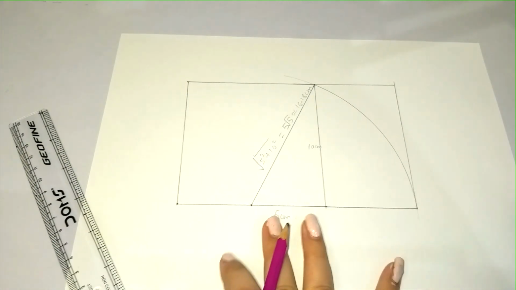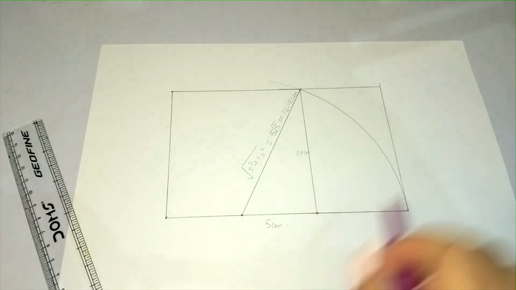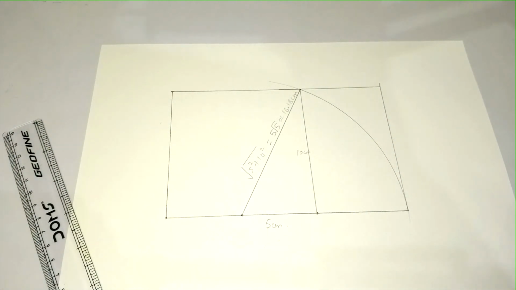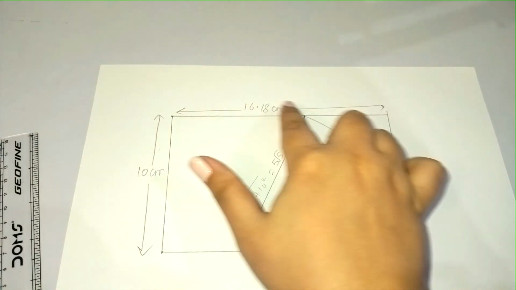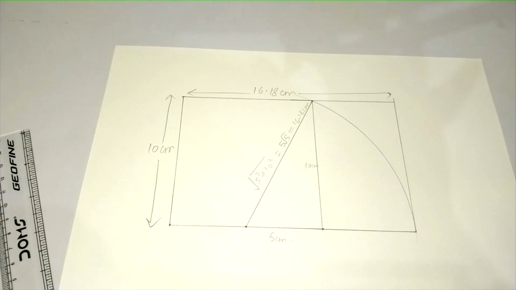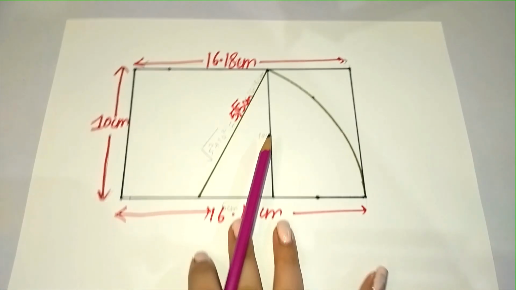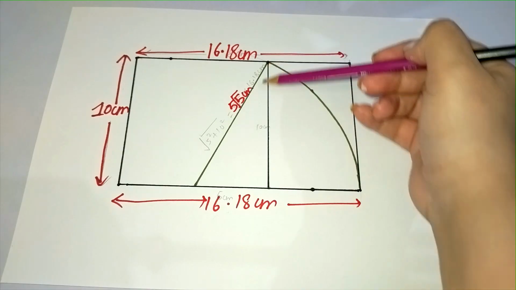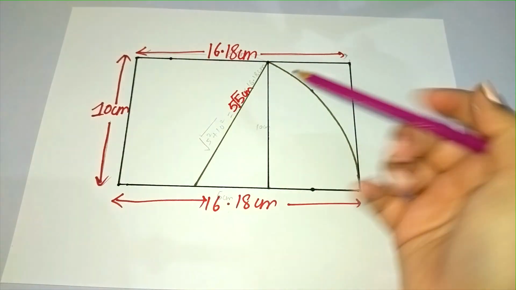So you can see this is my golden rectangle. Its dimensions are 16.18 centimeter and the width is 10 centimeter. Let me highlight it. So now again we can divide this rectangle into a square.